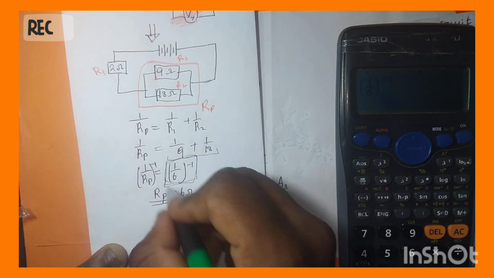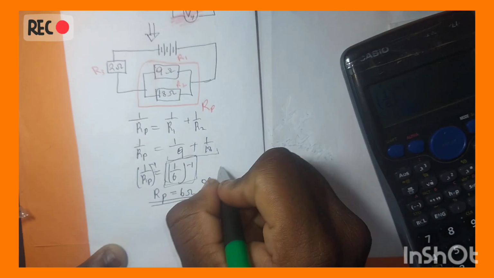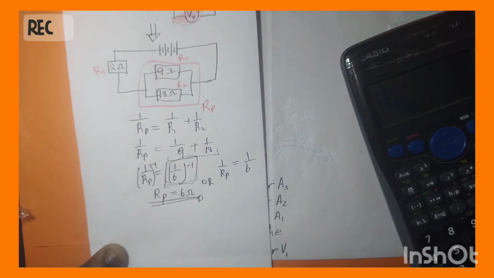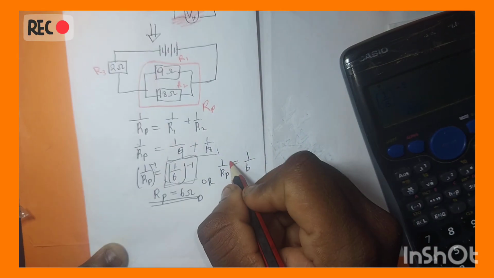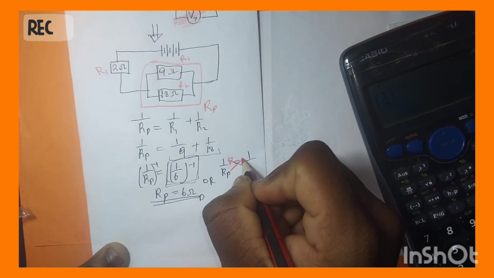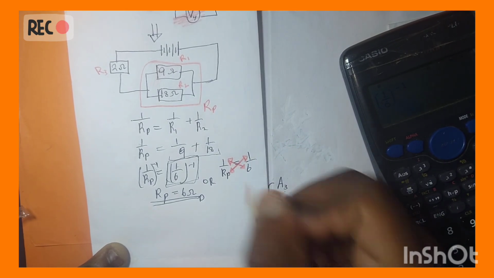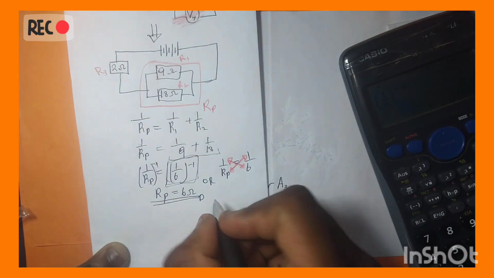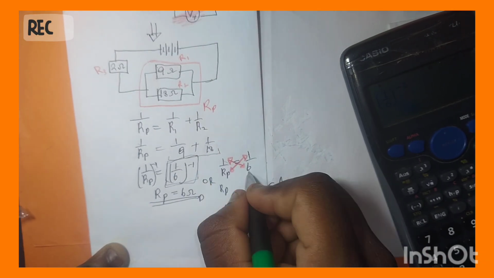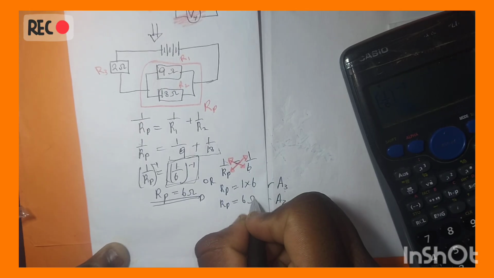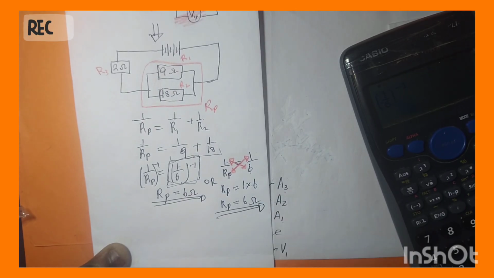Or if you feel this method is hard, you can even do a cross multiply. This will multiply here, that will multiply there. These will multiply each other, meaning this multiplied by that is Rp, and 1 multiplied by 6, which is Rp, is equal to 6 ohm.